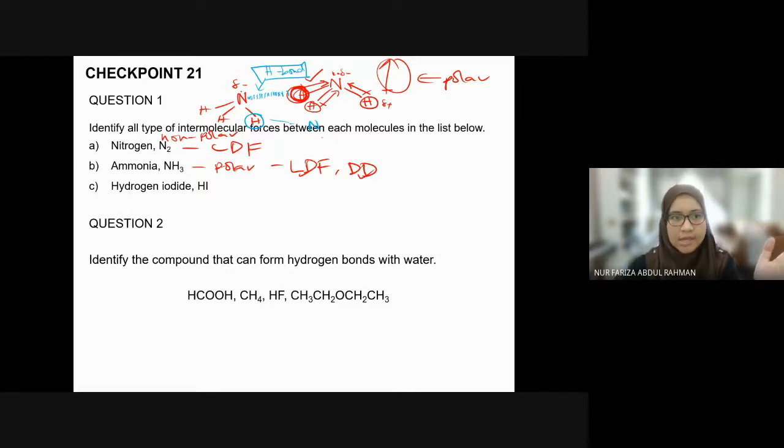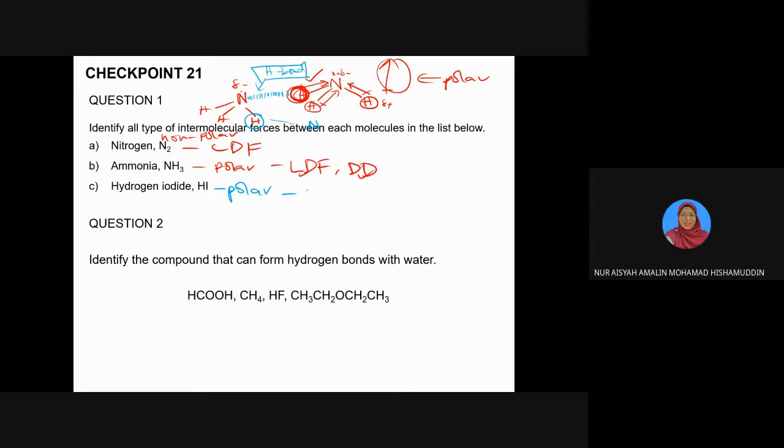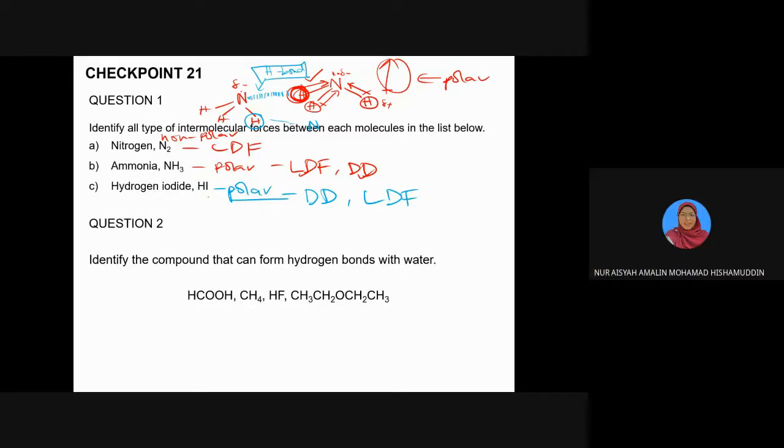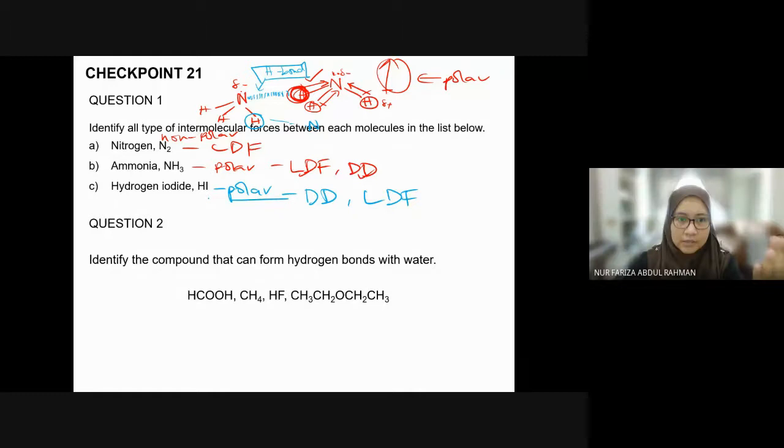Not necessarily. So let's check C, hydrogen iodide. Is hydrogen iodide a polar molecule? Yes, it is polar, the same as HCl, HBr. So name me the intermolecular forces, guys. Dipole-dipole and London dispersion forces. Does hydrogen iodide have hydrogen bond? Since it is polar, does it have hydrogen bond for this one? No, because it does not obey the two rules.